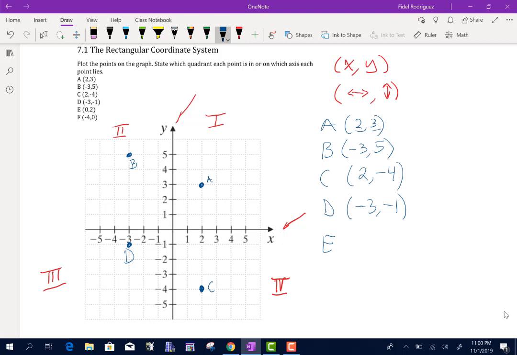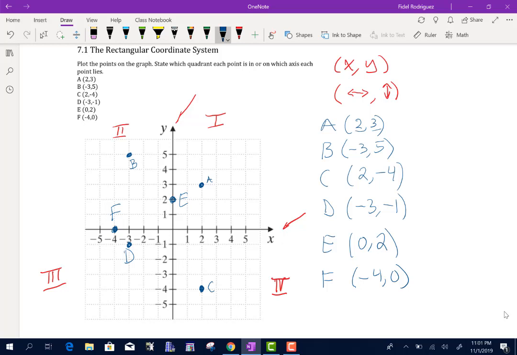And let's see, our point E is 0, comma 2. Okay. So notice, the first number is 0. That means I'm not going to go to the left, and I'm not going to go to the right. I'm going to stay right here. Because my second number is 2, I'm going to go up to 2. Here's my point E. And then finally, our point F is the point negative 4 and 0. So the first number says let's go to the left 4 spaces. Since the second number is 0, then we'll stay right there. Okay. And here's my point F. Okay. So we plotted our points.